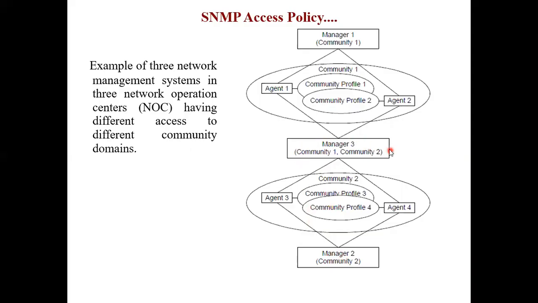But I have one manager 3 who belongs to both communities. So he has a larger role to play, you can say a global role. Remember, we had studied manager of manager, who could get the data from 2 different NMS. So similarly, this is the manager of manager configuration, you can say. Since manager 3 belongs to both community 1 and 2, he can get the data from agent 1, agent 2, agent 3, and agent 4.